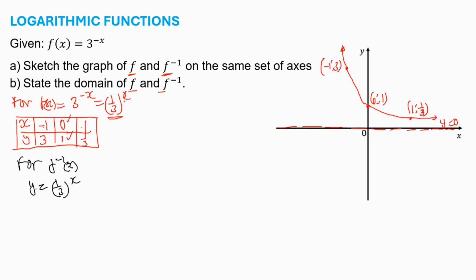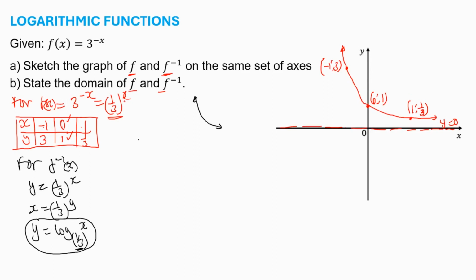We start by interchanging x and y, isn't it? So it becomes x is equal to 1 over 3 to the power y. And then we change from exponential form to logarithmic form. Y is equal to log of x to base 1 over 3. Okay, now this is the inverse function that we are sketching. Right, the shape, we say that if the base is between 0 and 1, the graph is decreasing.